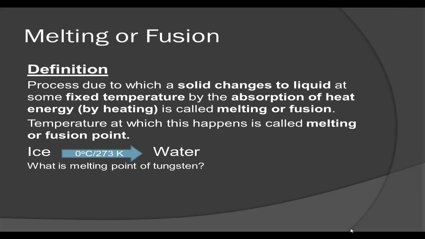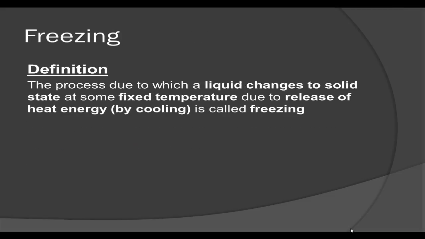Melting point of tungsten is very high, and that's why it is used in a filament bulb, because as you know, in a filament bulb the temperature of the filament really goes up pretty high, and if it melts then the filament will just break. So it just can't do that. So it has to be a material with a very high melting point. That's why tungsten is used, right?